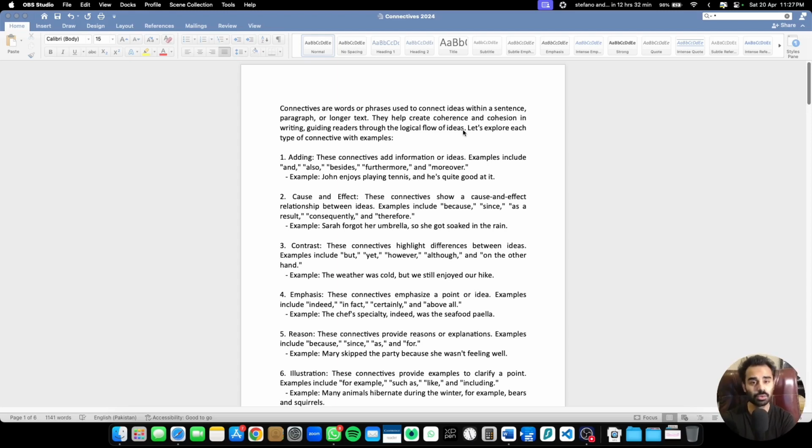So the first one we're going to talk about is adding. If you want to add things within your text, right? So over here, you can see these connectives add information or ideas. For example, it includes and, also, besides, furthermore, and moreover. Now, here's a quick example for you. John enjoys playing tennis, comma, and he's quite good at it, right?